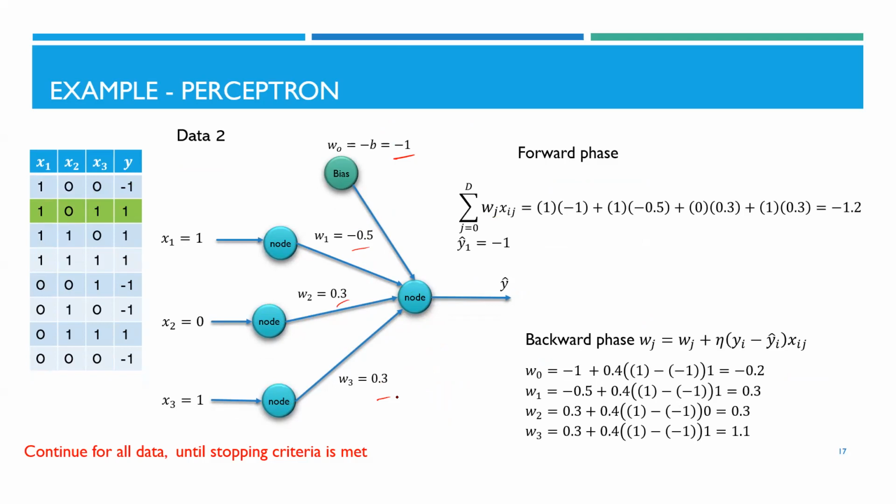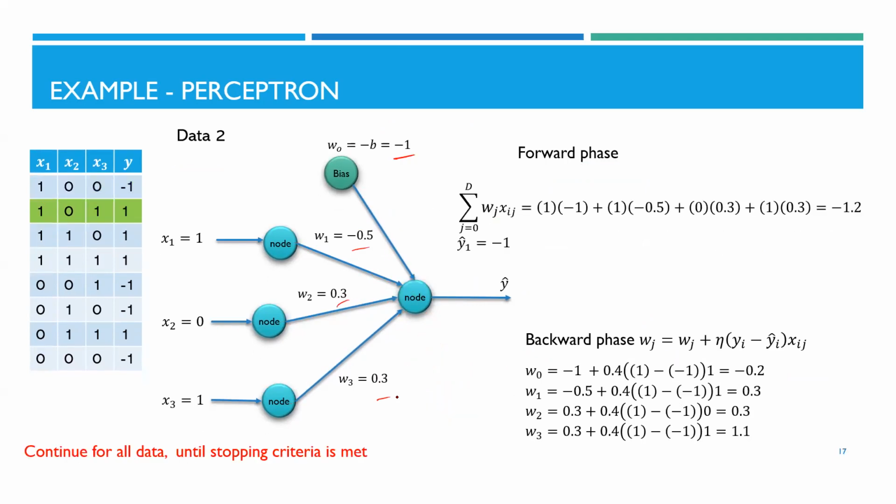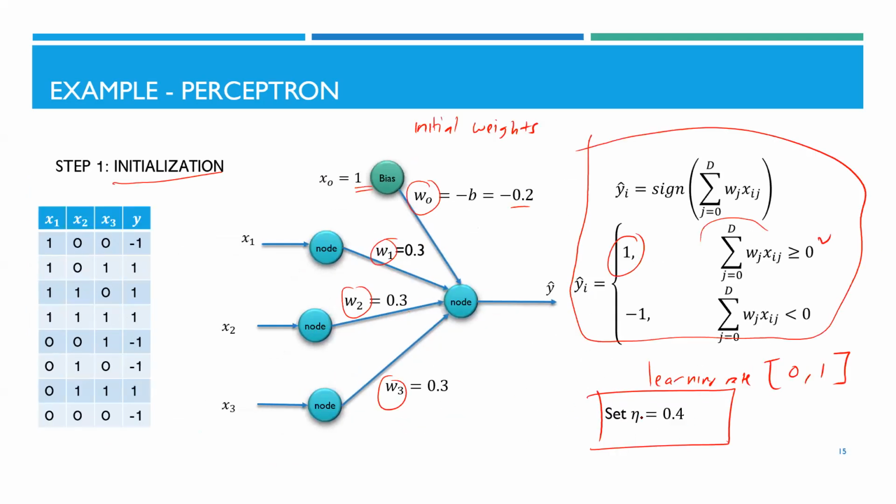Oh, wait. Dr. Farah, I got lost. 0.4, from where? That one? Sorry, 0.4 is the learning rate. Is that the learning rate? Yeah. Okay, that's why I got lost, what is 0.4? Okay, learning rate. Sorry.